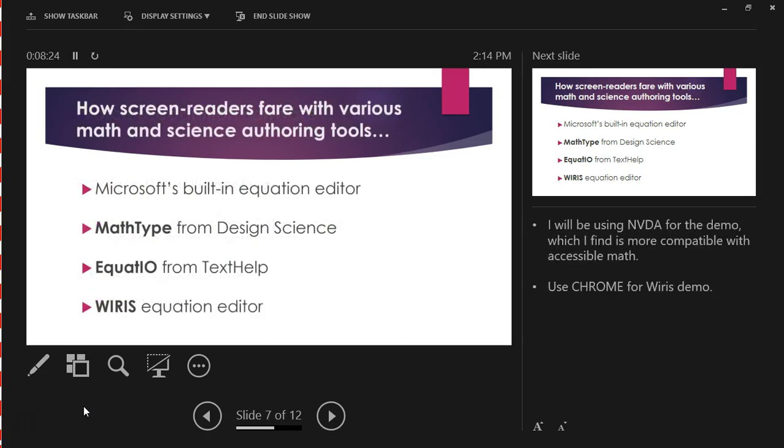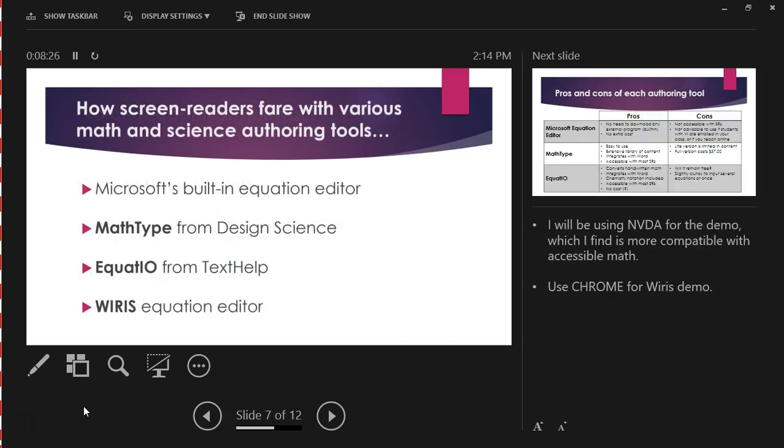So how do screen readers fare with various math and science authoring tools? Microsoft has a built-in equation editor. Now, Concha, I know you use LaTeX. Catherine, do you tend to use the Microsoft equation editor? Okay, so what I'm going to show you right now is a demonstration of how NVDA will read an equation generated with that. And before I do that, I just want to make one note.